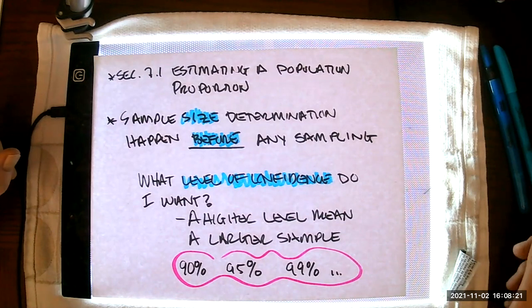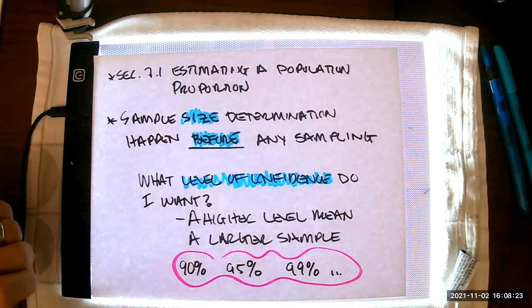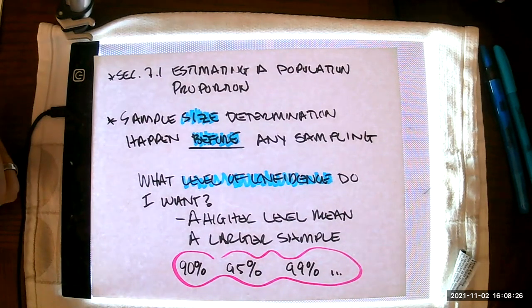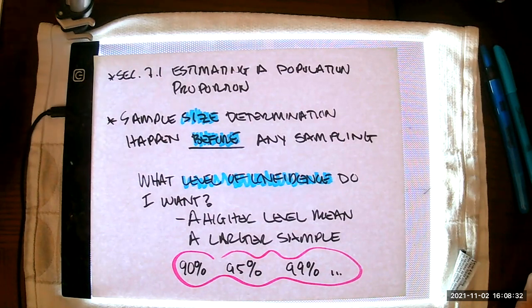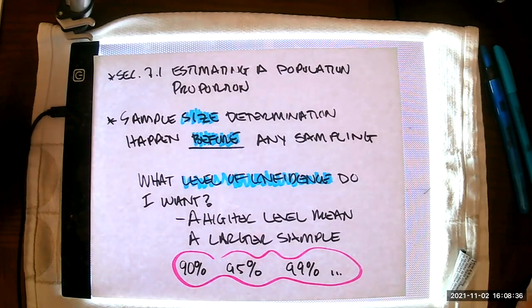In any case, we're going to take a look at sample size. And this notion of sample size determination has to happen prior to any sampling. I need to know how large of a sample I might need before I go out and gather that sample. And there's two things I need to take into account.